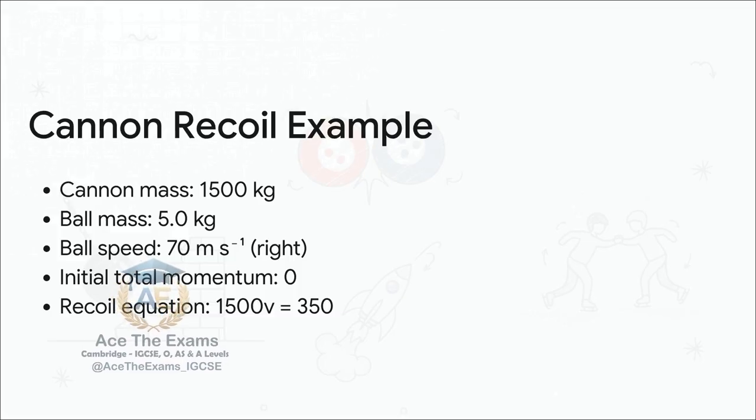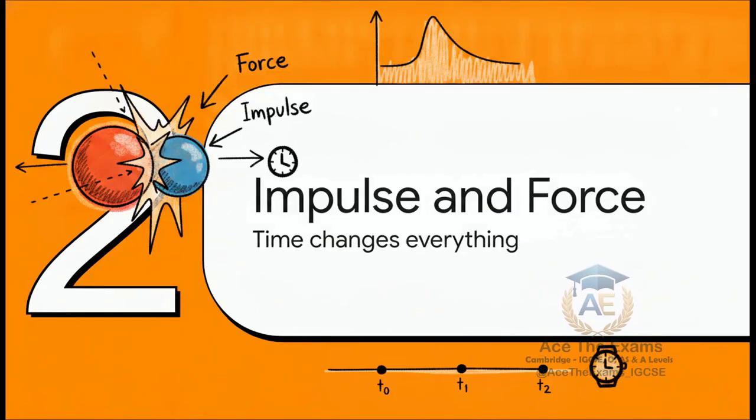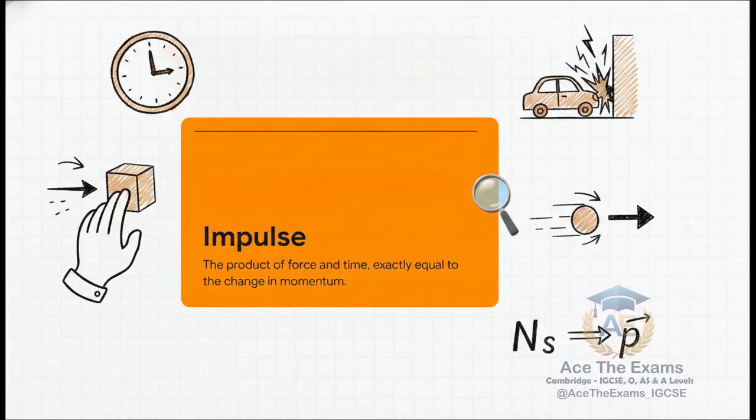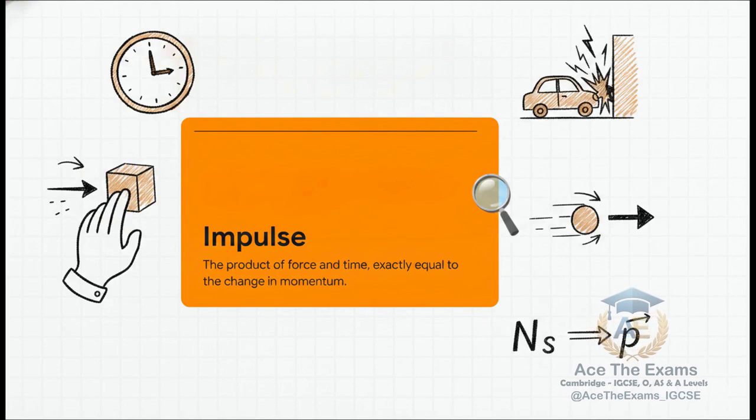Simple, structured, full marks. Section 2. Impulse and force. Time changes everything. Impulse is where we see the transformation happen. It's the product of a constant force and the time interval over which it acts.